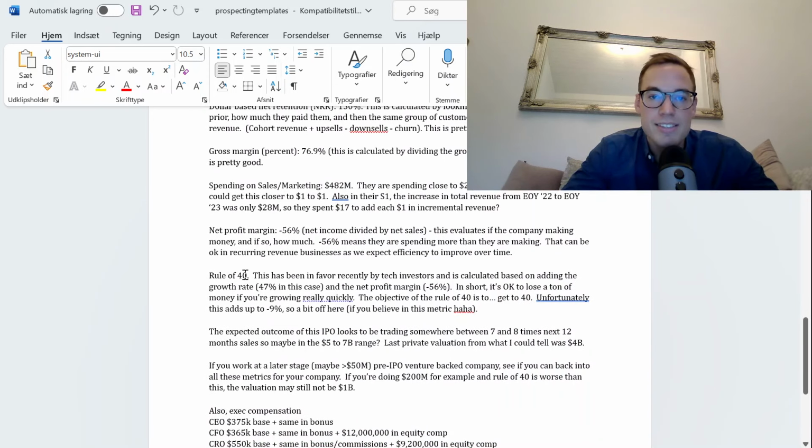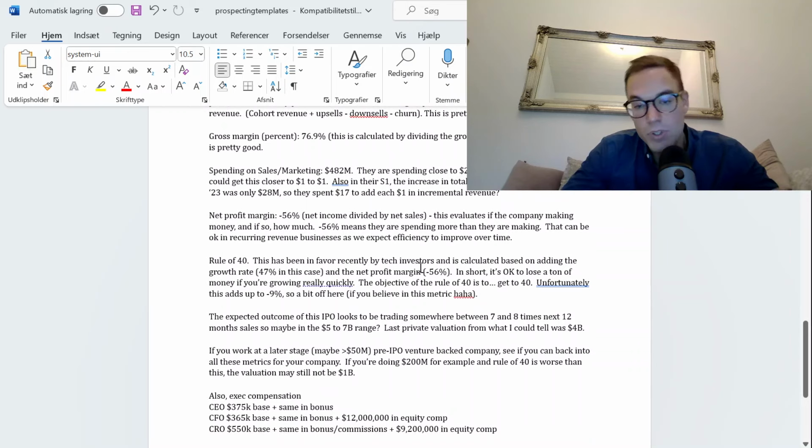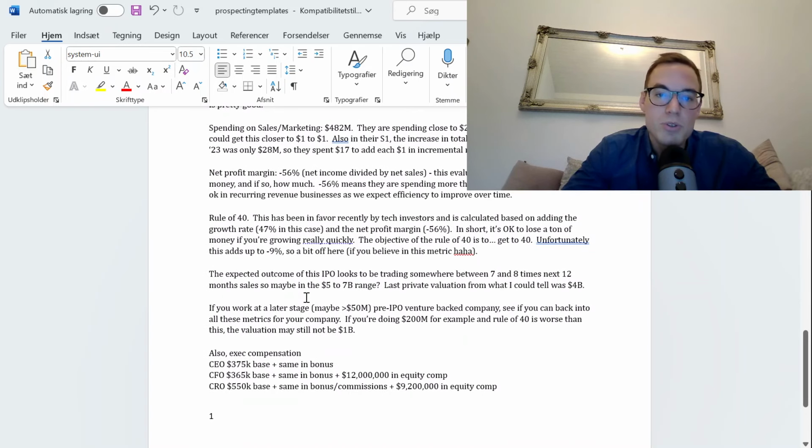Rule of 40. I summarized this as well. I don't like this rule. I don't use it, but I know that it's popular with tech investors here. And it's real simple. We just take the growth rate here of 47%, and then the net profit margin, we just add it to it. And in this case, it's a negative number, so it will be a subtraction. And this basically means that it's okay to lose money as long as you grow really, really quickly. We've seen this work in the case of Palantir, but we've also seen it fail spectacularly in the case of, for example, WeWork. So good and bad, yeah. But the objective here is to get to 40, that's the benchmark. Unfortunately, Rubrik adds up to minus 9, so we're a bit off for those who like the rule of 40.